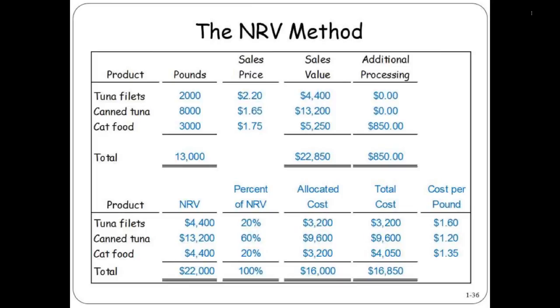Sometimes the net realizable value method can work. Sometimes all the products need to be worked back. In this example, only the cat food needed to be worked back.